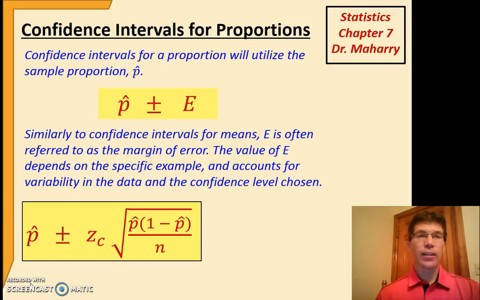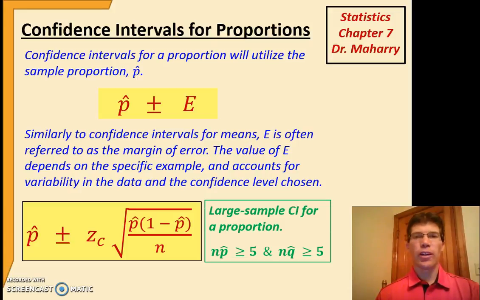And notice the z value is the same as we had before. These are the critical values from the standard normal table, and these are the values that cut off the middle percent depending on what confidence level we're looking at. P hat is your sample proportion, n is your sample size. So this is often referred to as a large sample confidence interval for a proportion. And the general rule for large sample is n p hat and n q hat both bigger than 5. Basically what that means is you want to take a large enough sample so that you get responses from both categories depending on what you're looking for.